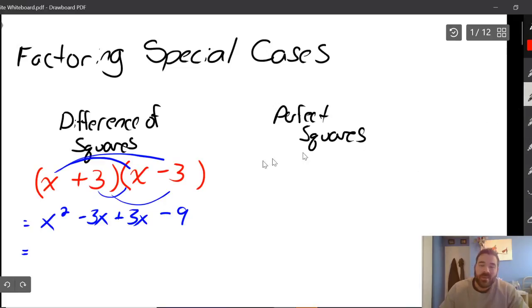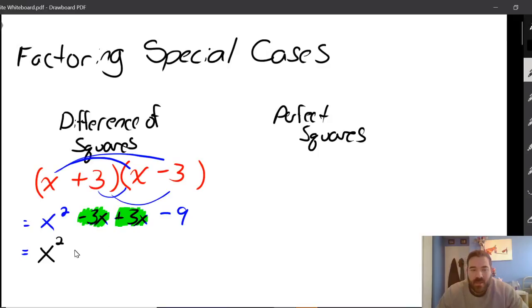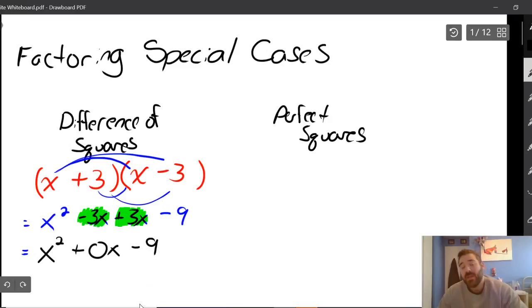And when I simplify this, I'm going to notice that this negative 3x and this positive 3x are like terms, but they're opposites of each other. So when I find the sum of negative 3x and positive 3x, I end up with a term of 0x minus 9. And if I write it like this, it's obvious that it's a trinomial because it has that center term.